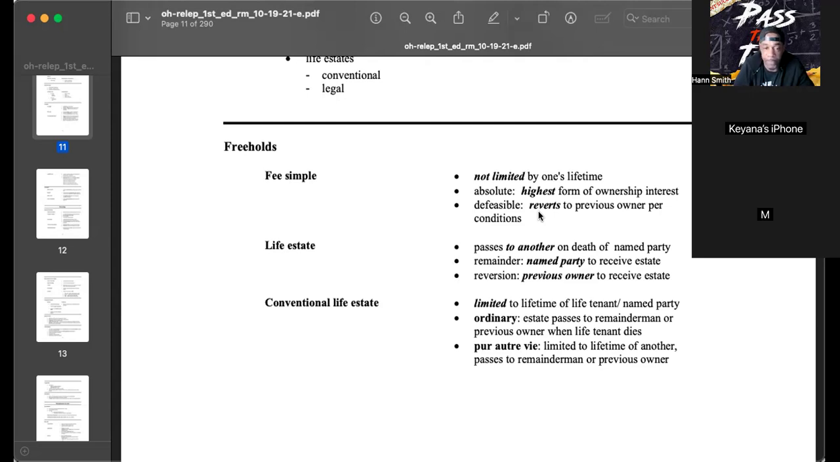So you've got fee simple defeasible. It's close to absolute, but there may be one condition, there may be many conditions, but it has conditions, so it's not the highest form of ownership. Very close though. All right, and then we've got life estate.